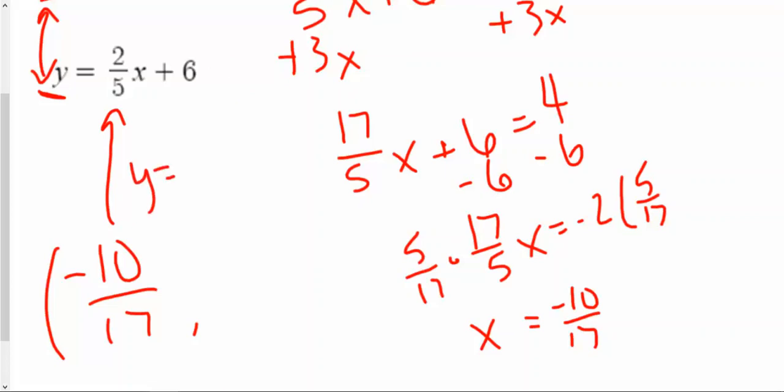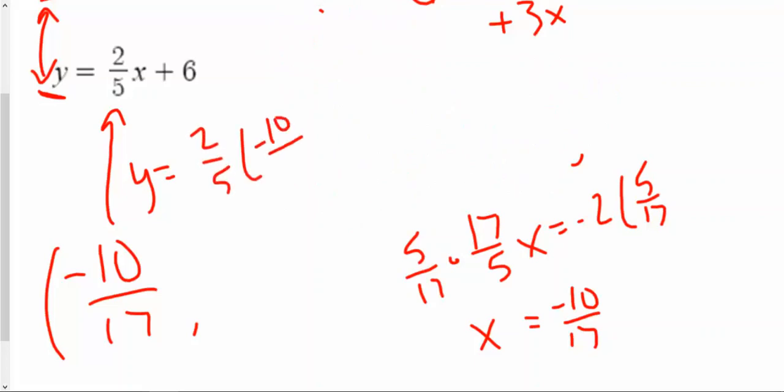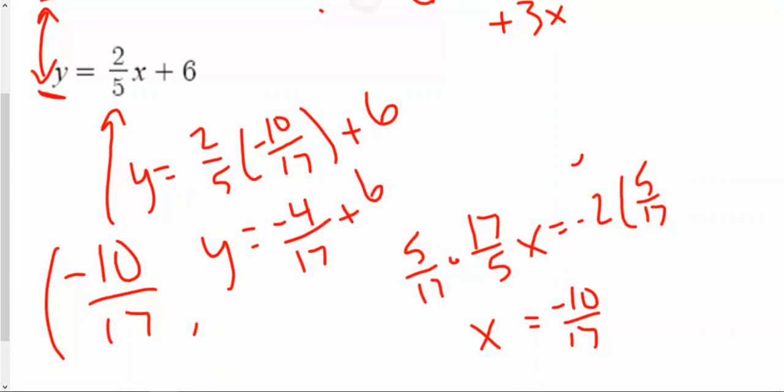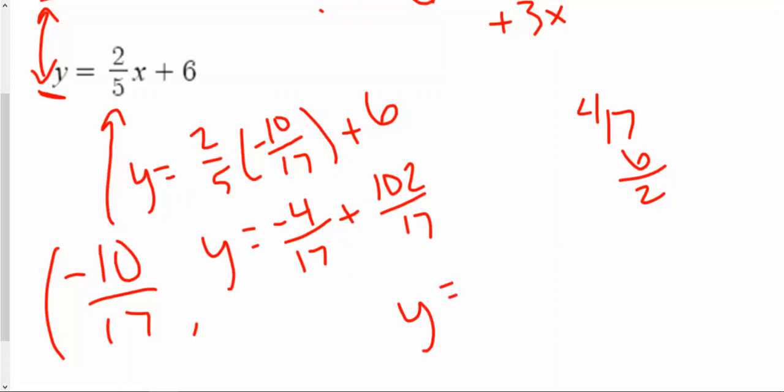So we get y equals 2/5 times -10/17 plus 6. This will simplify down and we'll get y equals -4/17 plus 6. Now I need to change that 6 to a fraction with denominator 17. So 17 times 6, that's a 2, carry the 4, 102. So we can change this to 102/17. And so my y value is equal to 98/17.